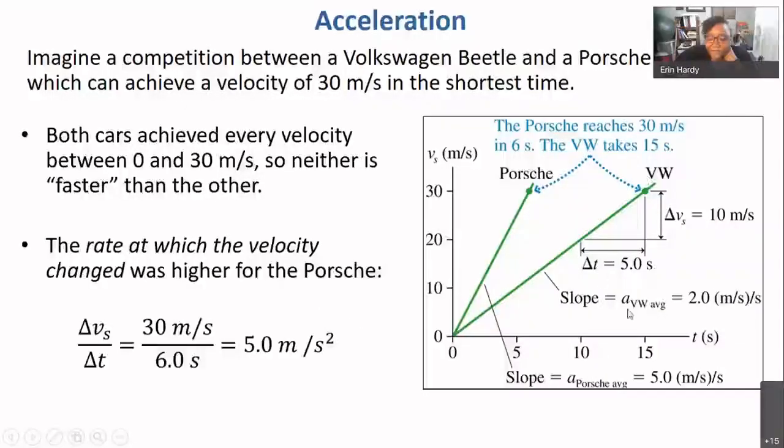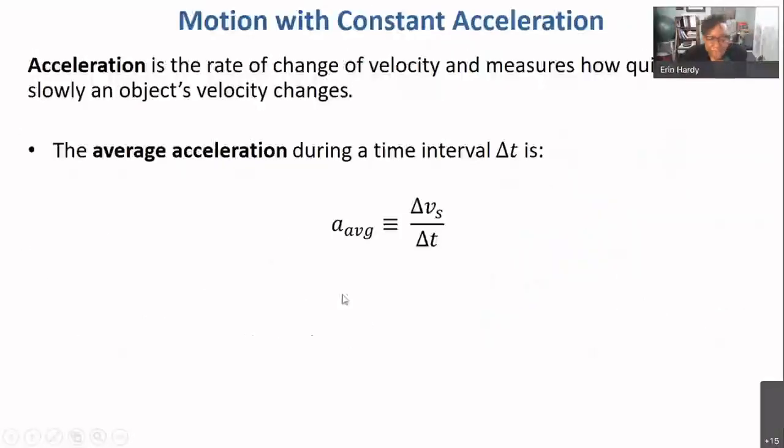Meanwhile, for the VW, that slope value is calculated here in the image. It goes from 0 to 30 in 15 seconds. So instead of a 6 down here in the denominator, we swap that out with a 15. We end up with 2.0 meters per second squared for the acceleration of the VW. So in other words, every second that the VW is accelerating in this fashion, it's getting 2 meters per second faster. However, over the same 1-second interval, the Porsche can get 5 meters per second faster. They both reach the same v final, but it takes a different time to do that.